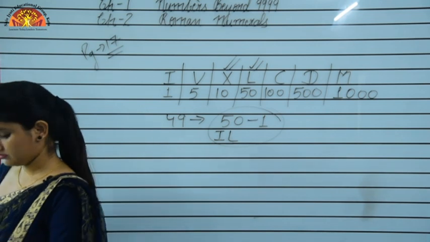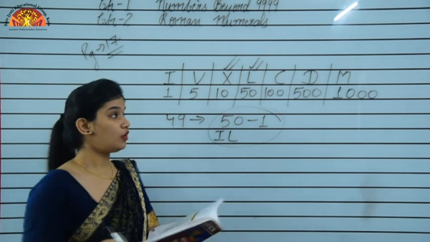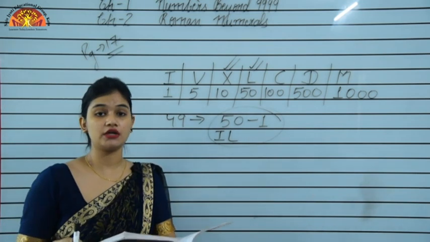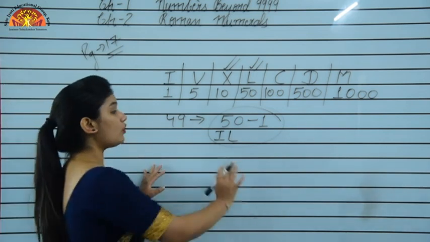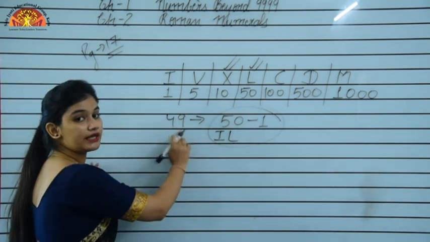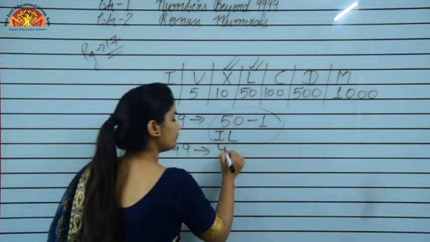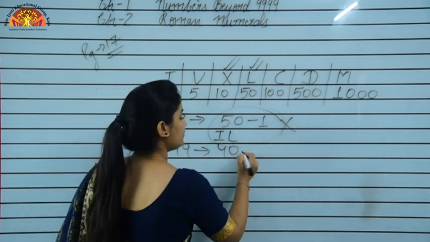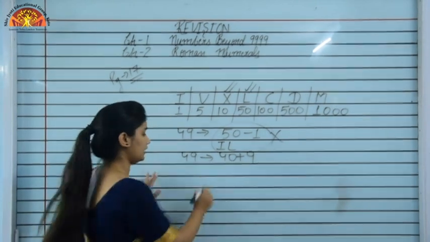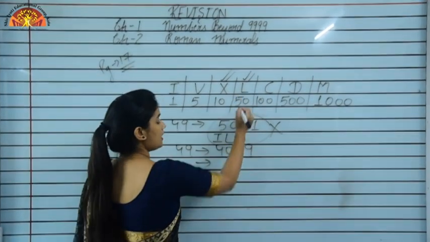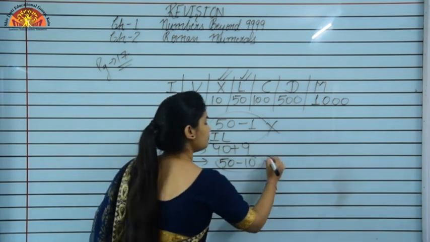Now open page number 20, look at the B part of question number 1. Students, according to B part, we cannot write 49 like this. To write this 49, what do we have to do? We have to do 40 plus 9. 40 will be 50 minus 10, then plus 9.